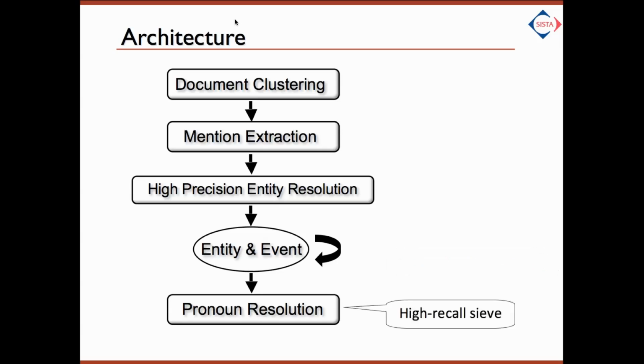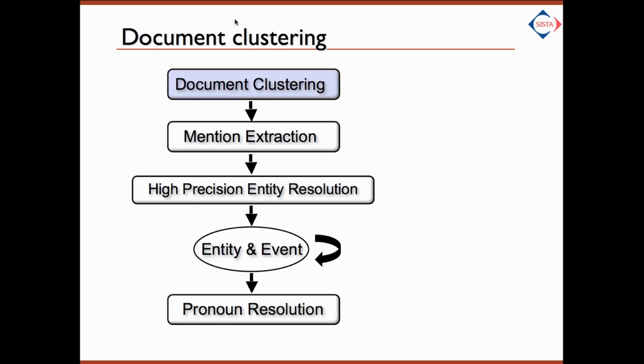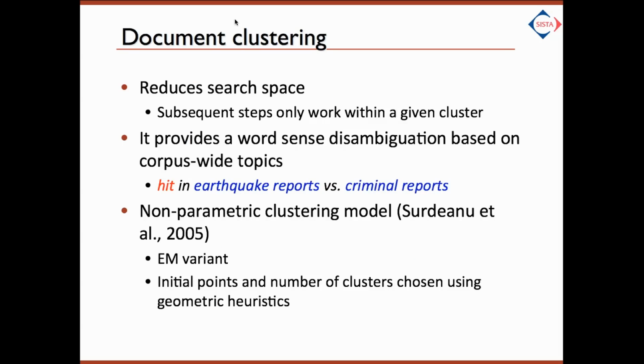So document clustering essentially reduces search space, right? But it does another thing: it provides word-sense disambiguation. Because once you have topics, verbs in different topics may mean different things. So "hit" in an earthquake topic means something else than "hitting" in a criminal report. So it does two good things. We use a non-parametric clustering model. I'm not going to go into the details. You can use any clustering model you want. We just had that one available.